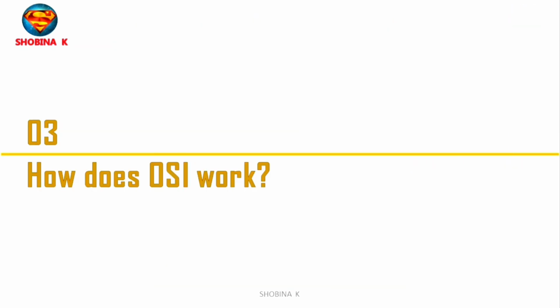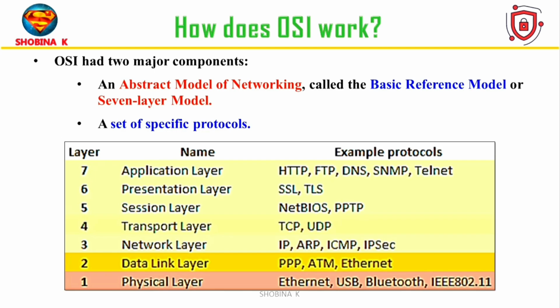Now let's understand how OSI works. The OSI model consists of two major components, which are the abstract model of networking, also known as the basic reference model or 7-layer model. This component provides a structured framework that divides the networking process into 7 distinct layers.